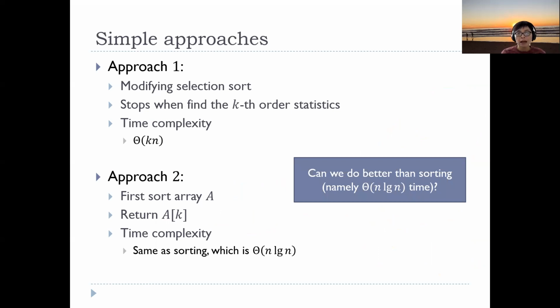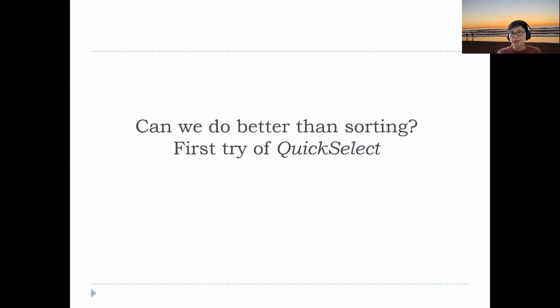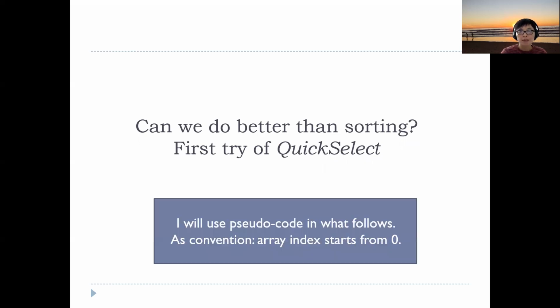That's what we want to do. What I'm going to do now is first describe the idea behind an algorithm called QuickSelect. At the beginning, you'll see that this may not be that efficient yet, but then we're going to make a change to it to make it efficient in expectation. In what follows, I'm going to use pseudocode to write the algorithms, but as a convention, remember that array indices start from 0.